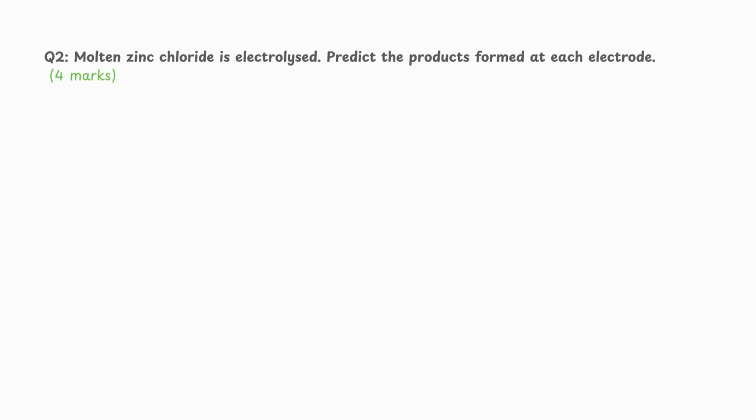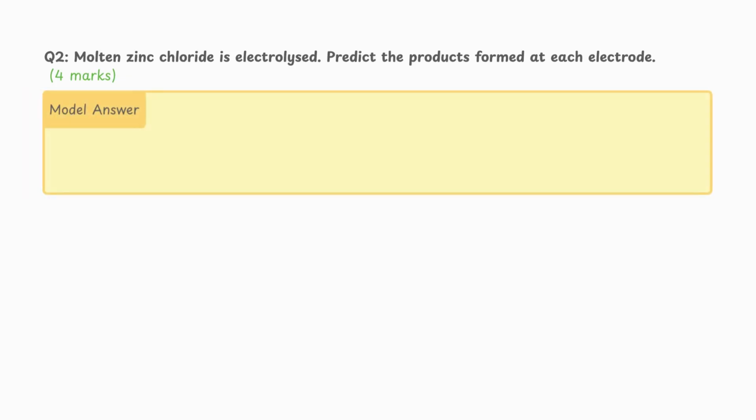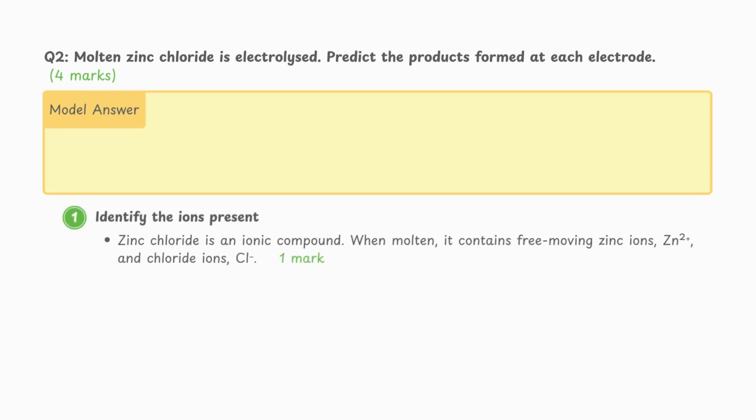Question number 2. Molten zinc chloride is electrolysed. Predict the products formed at each electrode. First, identify the ions present. Zinc chloride is an ionic compound. When molten, it contains free-moving zinc 2 positive ions and chloride negative ions.